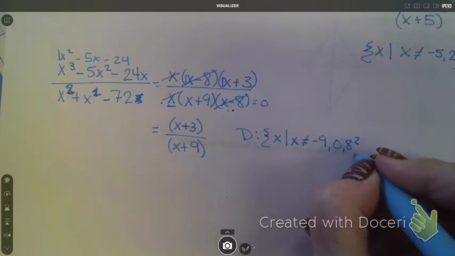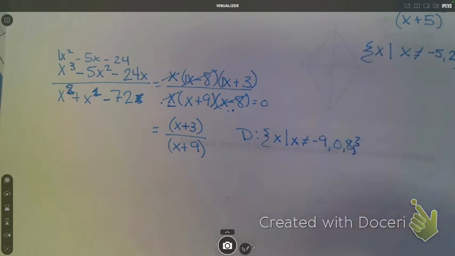You guys kept telling me 3. Where's the 3? In the numerator. Do I care if the numerator is 0? No. What is the only thing that you cannot divide by? 0. So I don't care about the numerator. I can have nothing. But I can't divide by 0.